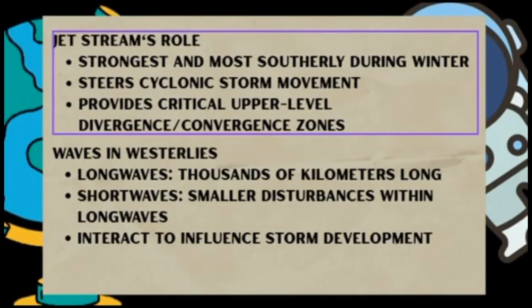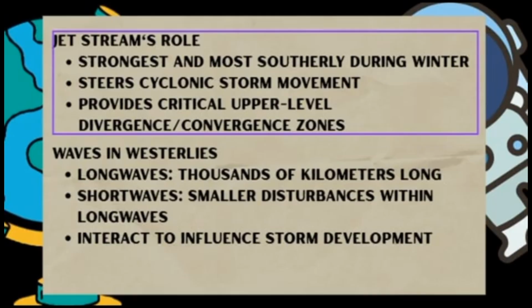Jet stream role: strongest and most southerly during winter, serious cyclonic storm movement, provides critical upper level divergence or convergence zones. And then waves and westerlies, we have long waves and short waves, and they interact to influence storm development.